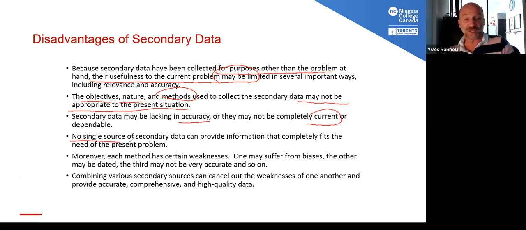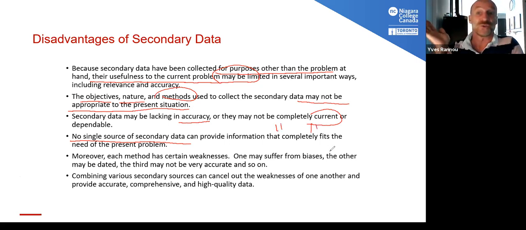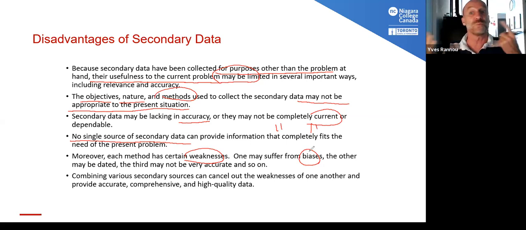No single source of secondary data can provide information that completely fits the needs of the present problem, but that's not a reason to say we cannot rely on secondary data. Moreover, each method has weaknesses, but this is true for any research. One may suffer from biases, yes, but this has nothing to do necessarily with the secondary data. It may just be that the research was poorly done. Perhaps the initial research was poorly done.